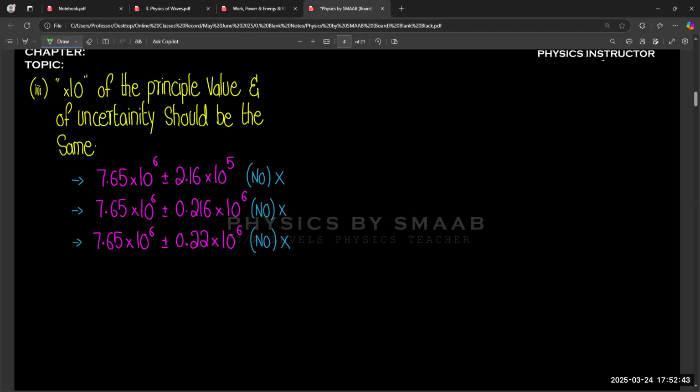So first of all, in option number one, we have the same decimal place, right? But the problem is the power of 10 of the principal value and of the uncertainty should be the same, but the power of 10 is not the same.